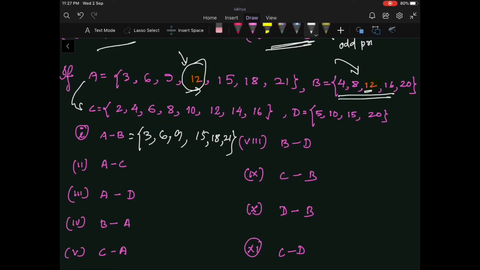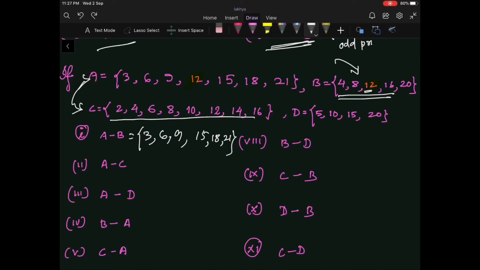Then A difference C. Now compare these two sets. So how to find A difference C? It's very simple. You have to eliminate the elements of set C from set A. It's very simple.